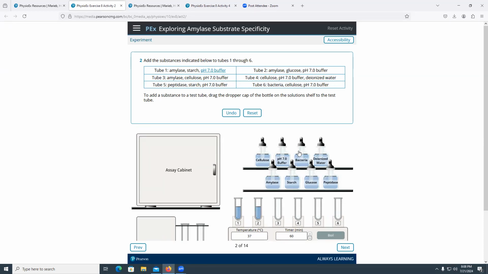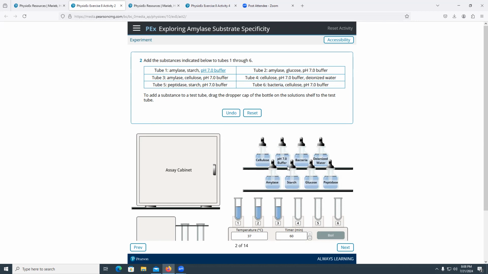3, amylase, cellulose, pH 7. And then tube 4 has for us cellulose. So in tube 3, amylase, cellulose. I have the proper pH, but I have something that I'm trying to see if amylase can digest. So I no longer have starch, I have cellulose. Let's see if that's going to work. And I hypothesize it will not because it's only specific for starch.